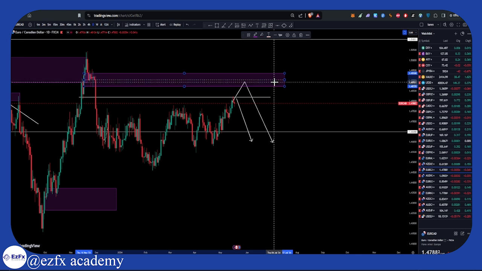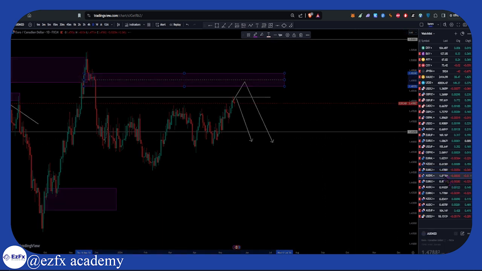All right, so overall my bias on Euro Card will be bearish. I'll be looking out for more sales on Euro Card during the course of the week. I hope that is clear for Euro Card. Next up, let's look at AUD NZD.